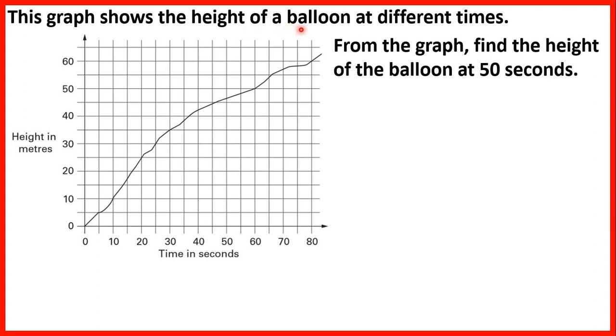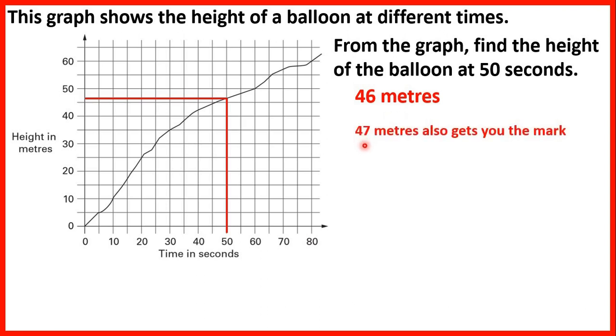This graph shows the height of a balloon at different times. From the graph, find the height of the balloon at 50 seconds. So we have the time in seconds along the bottom. So what we can do is find 50 seconds, draw a line up to where it hits the line on our line graph, and then draw a line across. We can see that it's between 40 and 50, and this line between them must be 45. Now our line is just above that, so I would estimate that we have 46 meters, and you also get the mark for an answer of 47 meters.